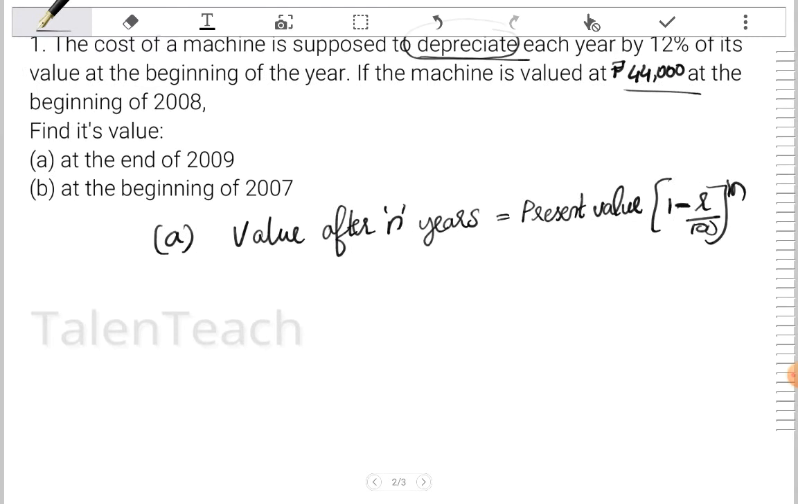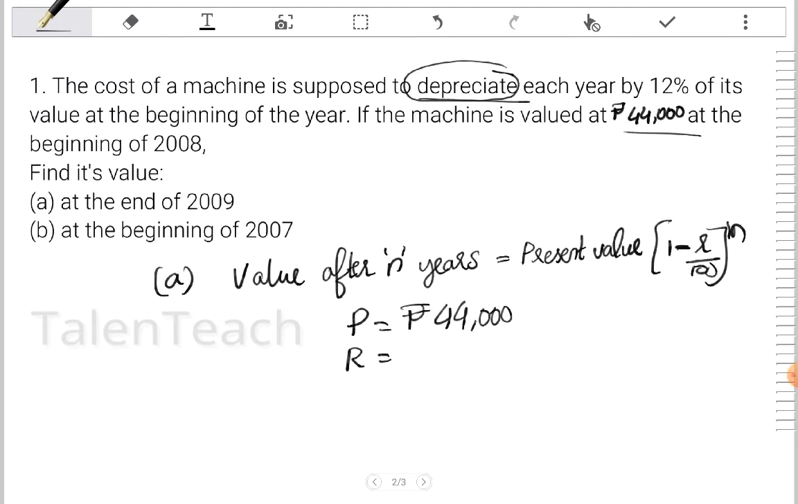First, value after n years we have to find. We don't know its value. Present value we have it as rupees 44,000. Then rate of interest. The cost of machine depreciates each year by 12%. So our rate of interest is 12% and number of years.